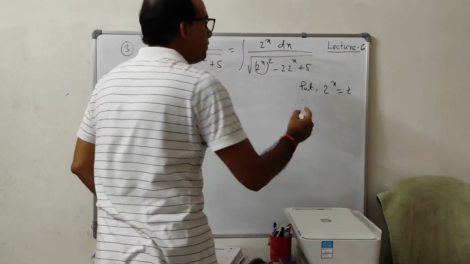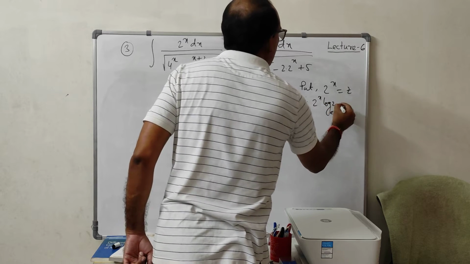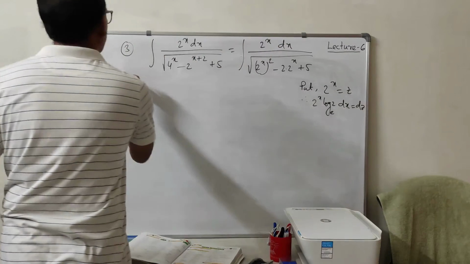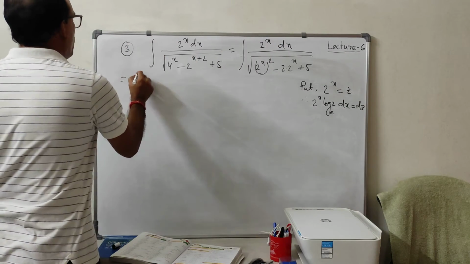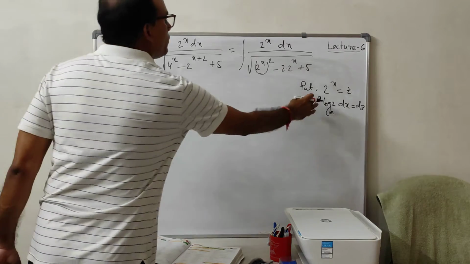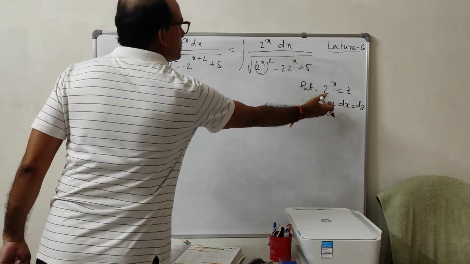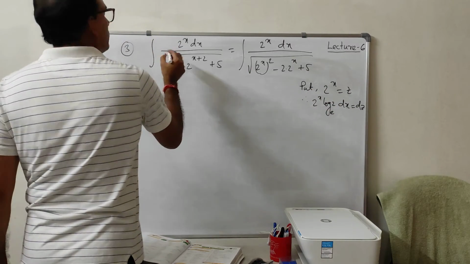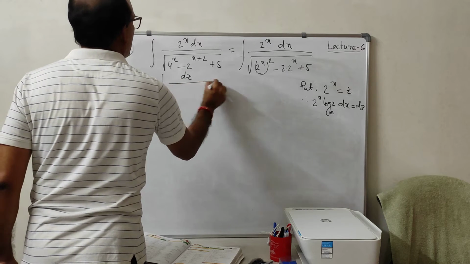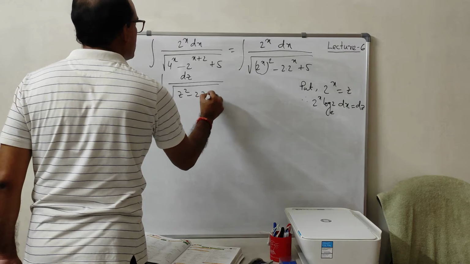Take differentials. 2 to the power x log 2 base e dx will be dz. So this will be 1 by log 2 base e times 2 to the power x dx, exactly what the numerator is here. So this will be dz by root of z square minus 2z plus 5.